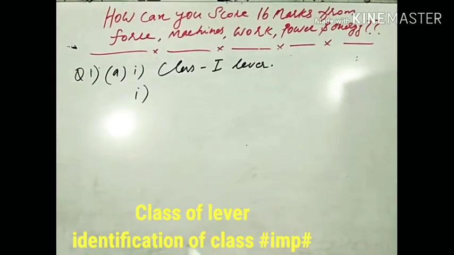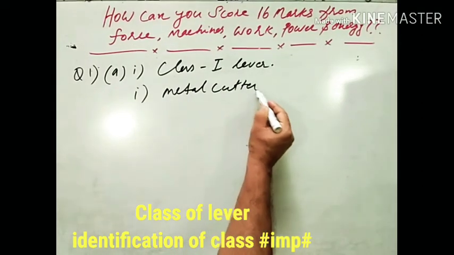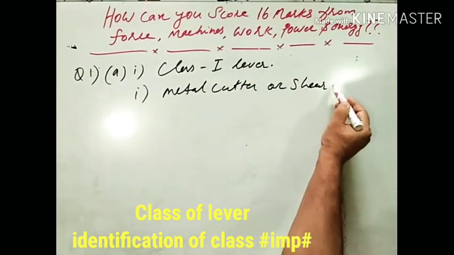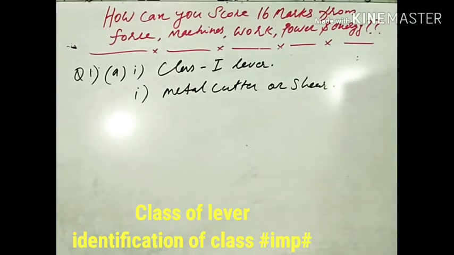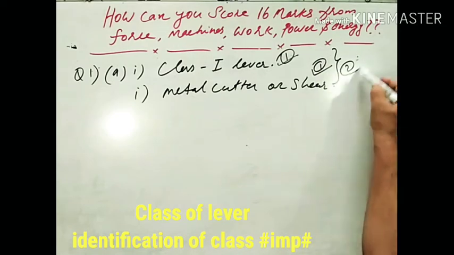Alright? Yes. So what is the second part of the question? Give one more example of the same class of lever mentioned by you in 1 for which the mechanical advantage is greater than 1. So the class remains same. So you know that in case of class 1 lever, the mechanical advantage can be greater than 1, less than 1, or equal to 1. Alright. So in metal cutter, or we can say that in shears used to cut metal, the mechanical advantage is greater than 1. So if you write this like answer 1 plus 1, you are getting it as 2 marks. Alright?